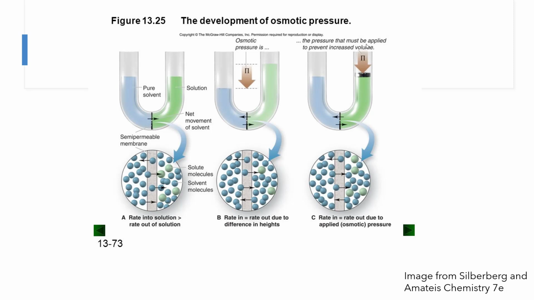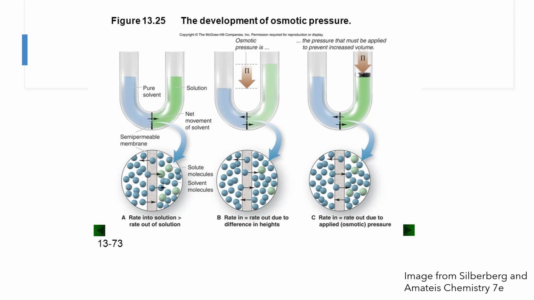And just as we said in the previous slide, the pressure we would need to put down onto our solution to stop this net movement, we have our osmotic pressure here. We put that pressure down on our solvent. There is no movement. We maintain our heights of volumes originally.